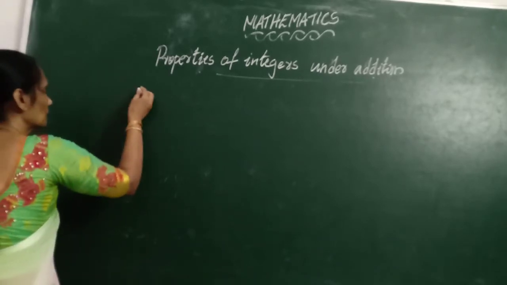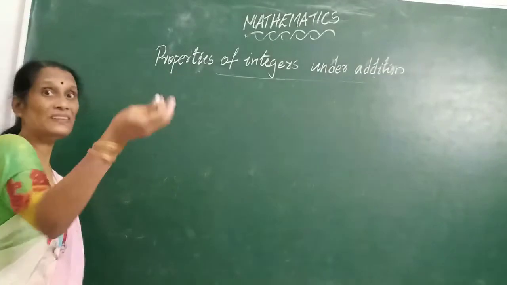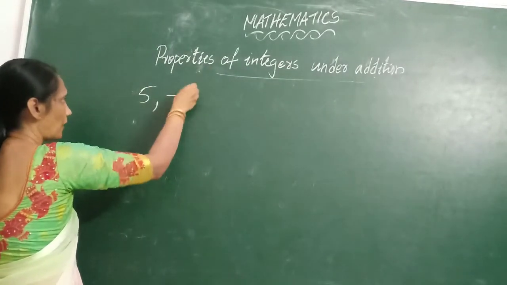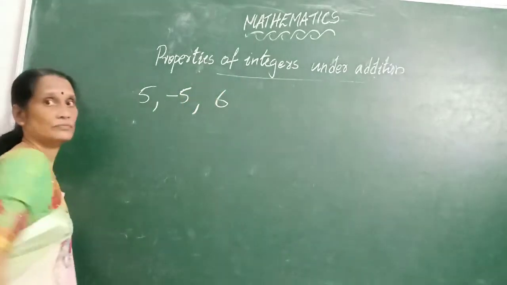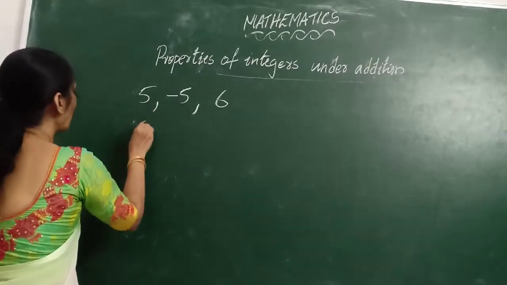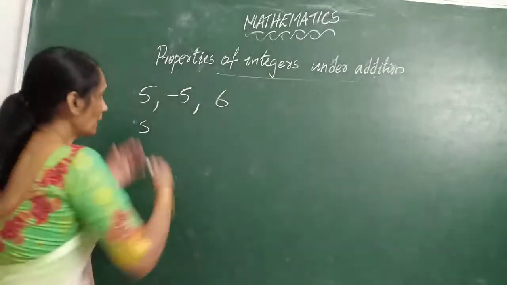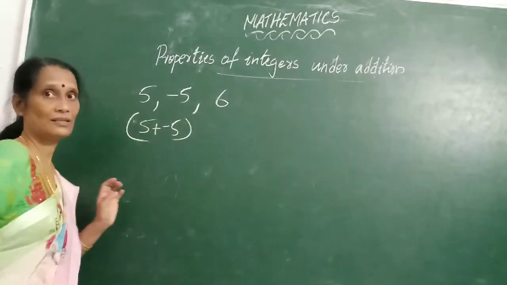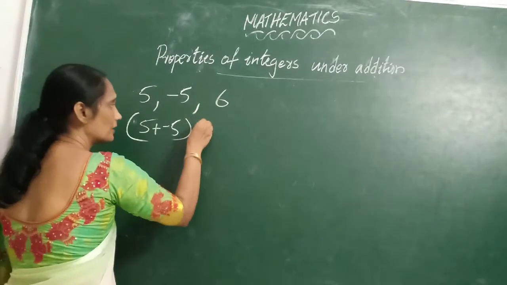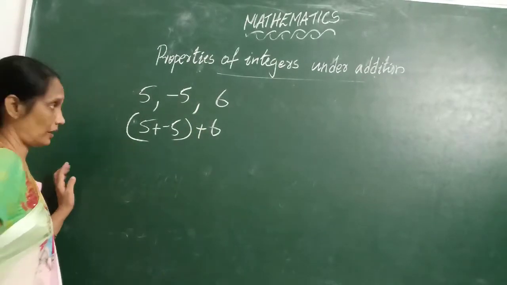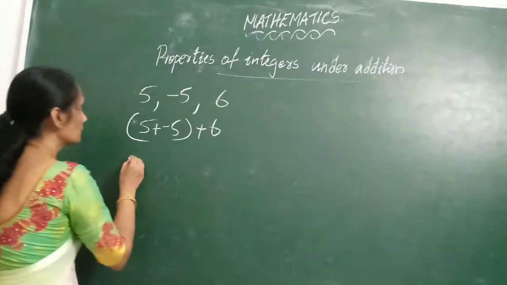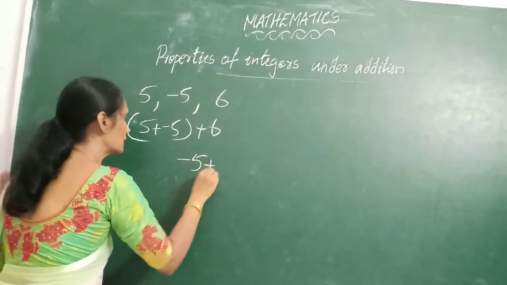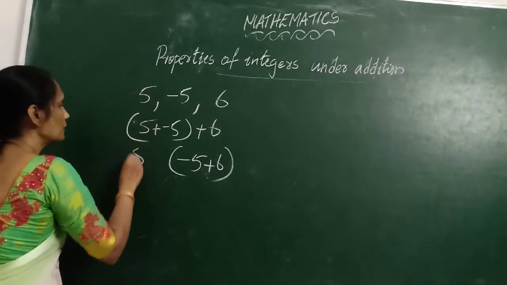Now let us discuss the operation between three numbers. Take three numbers, 5, minus 5, 6. Let us add these numbers. We can add these numbers in this way. 5 plus minus 5 we can add first, then to that sum you can add 6. I can also do it in this way. First I want to add these two numbers, that means minus 5 plus 6. To that number I will add 5.